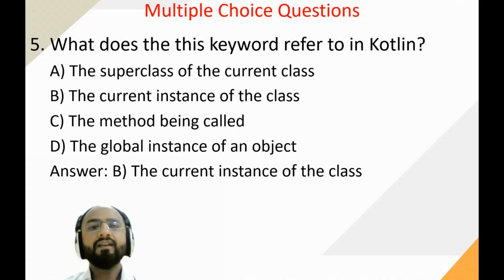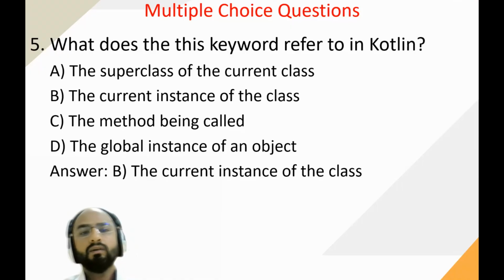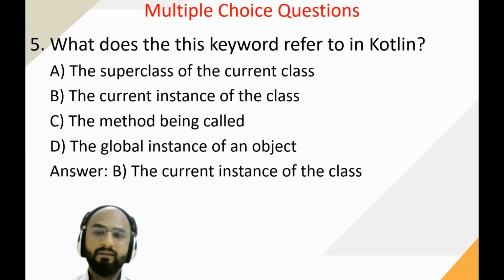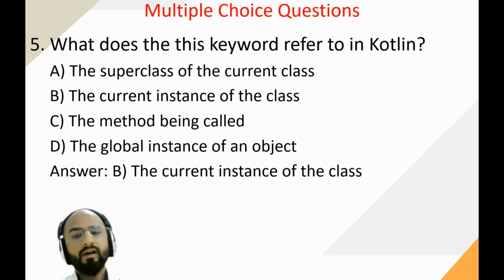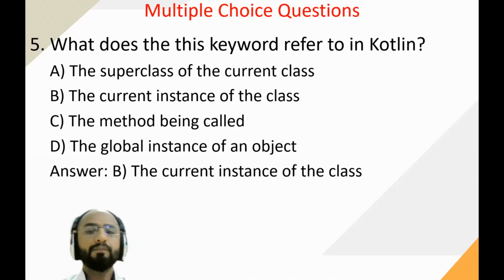What does the this keyword refer to in Kotlin? What is the use of the this keyword? A, the superclass of the current class. B, the current instance of the class. C, the method being called. D, the dog instance of the object. So what is the use of the this keyword? The this keyword is used to refer to the current instance, the current object of that particular class. So the right answer is B.